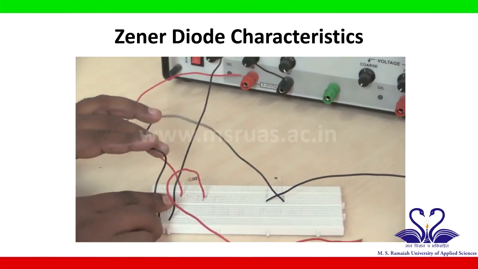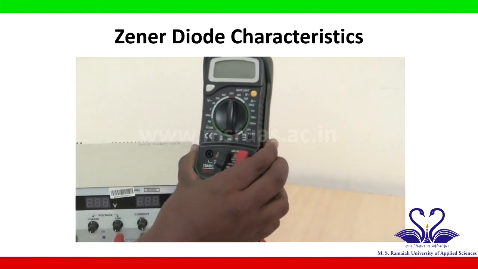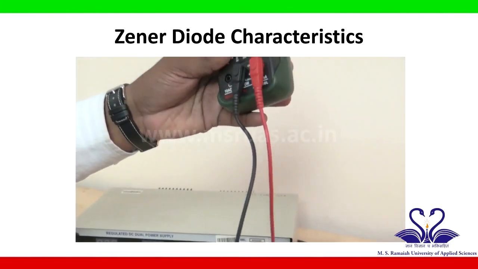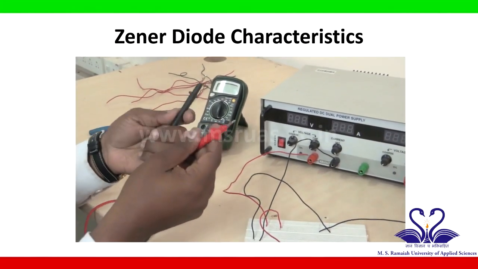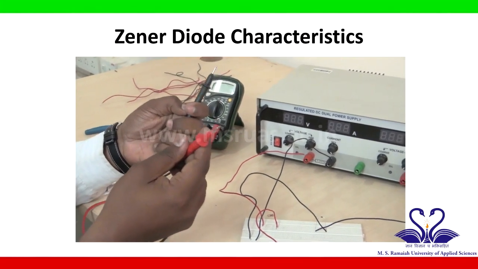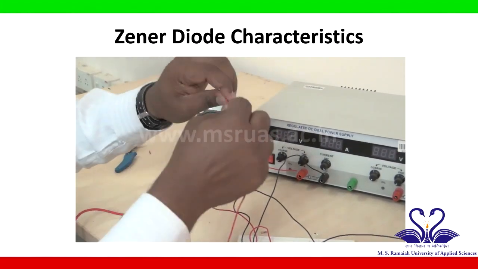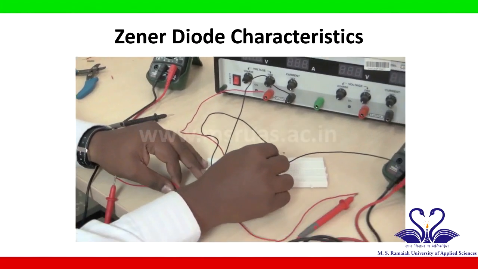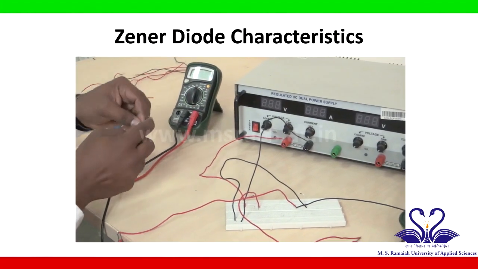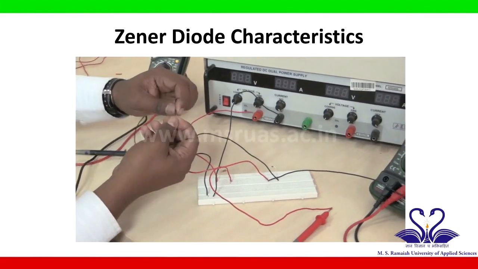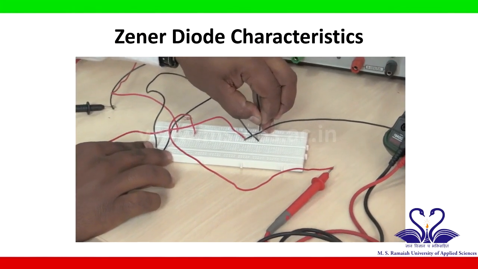Now you have to connect a voltmeter. I will take one more multimeter, which I will use as a voltmeter. This has two terminals: one is black, which is called negative, and one is red, which is called positive. The positive terminal of the voltmeter is connected to the P end of the diode. So this is the positive terminal of the voltmeter, which is connected to the P end of the diode, and the negative terminal of the voltmeter is connected to the N end of the diode. So this is the negative terminal, this is the N end of the diode. I am connecting in the breadboard.